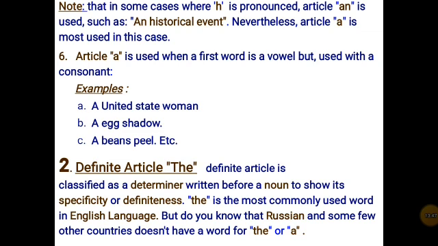Now, the last rule on how to use article A or article an is that article A is used when the first word is a vowel but is used with a consonant. Look at that. This one is saying that article A can be used when the first word written starts with a vowel but is used with a consonant word. Therefore, we are going to use article A instead of article an.